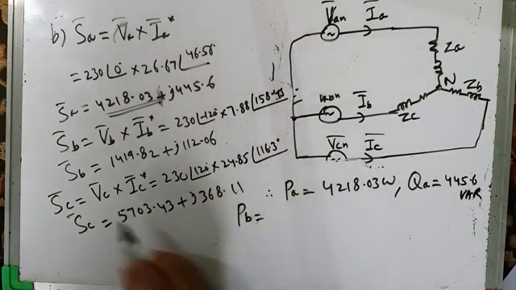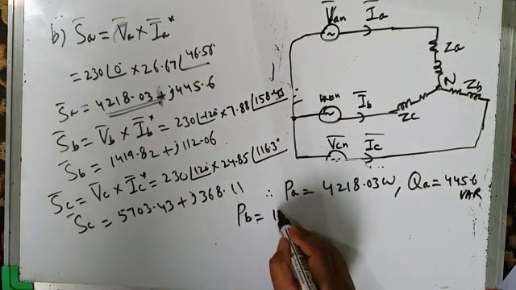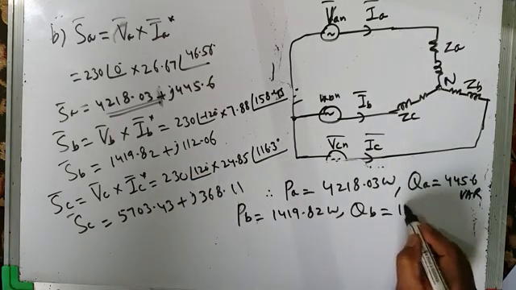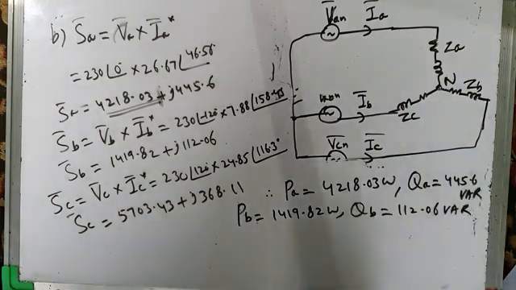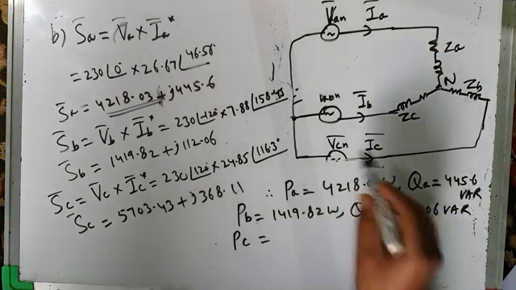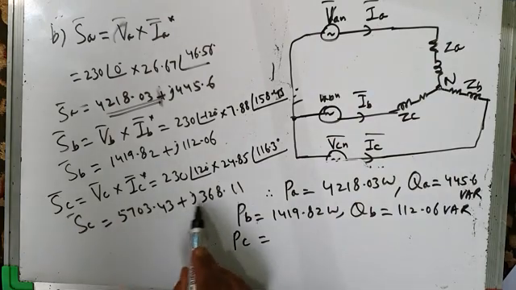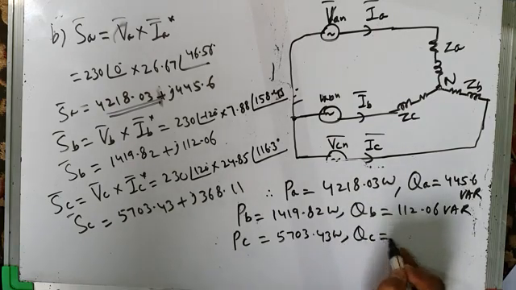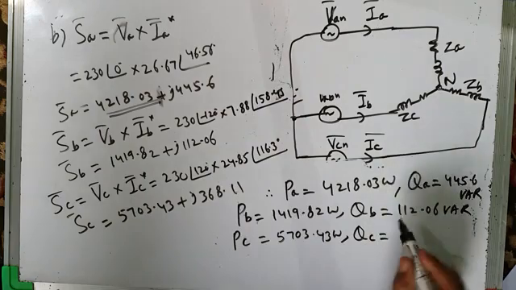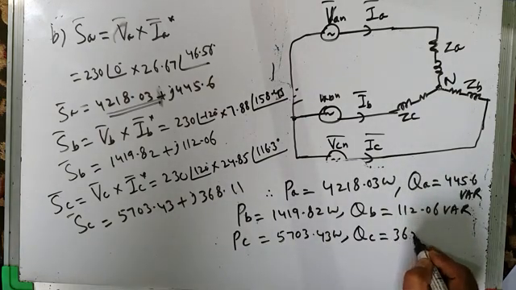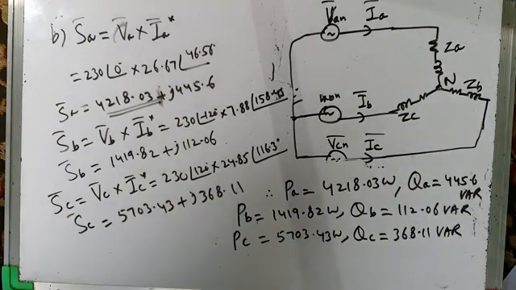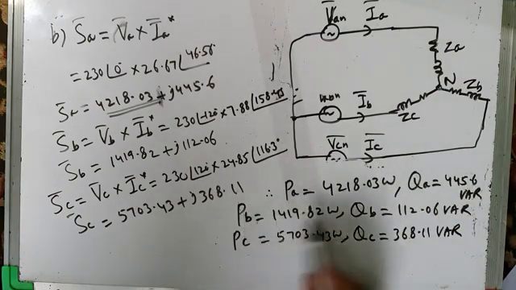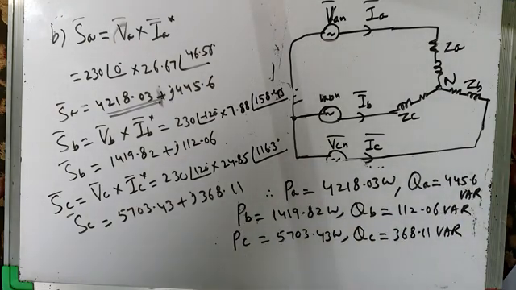Similarly, PB is real part, that is 1490.82 watts, and QB is its imaginary part, 112.06 watts. Okay. Similarly, active power carried by phase C is the real part of this expression, that is 5703.43 watts, and reactive power carried by phase C is imaginary part of this expression, that is 368.11 watts. That's it. So real power, reactive power of phase A, real and reactive powers of phase B, real and reactive powers of phase C. तो ये हो गया.